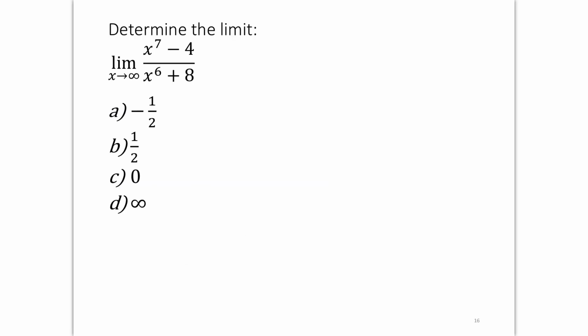So go ahead and determine the limit as x approaches infinity of x^7 minus 4 over x^6 plus 8. Go ahead and pause the video and give it a try.